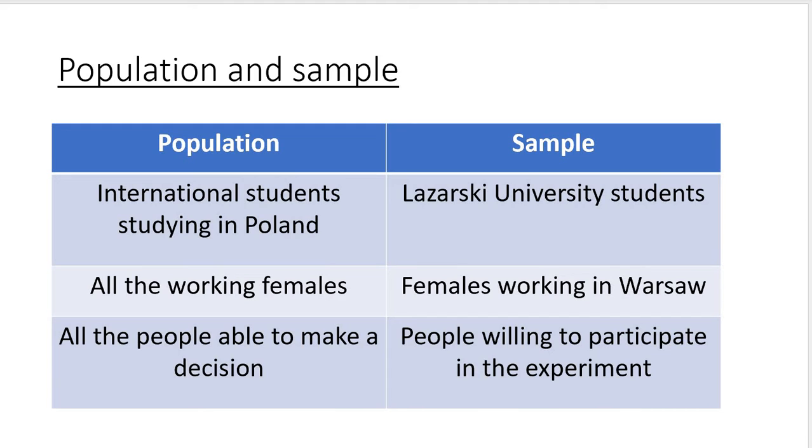So as you can see, sample is always smaller than population by definition, and you are rarely able to assess the entire population. That's why in statistics, in any kind of social science and in applied statistical analysis, we usually base our analysis on samples rather than populations.